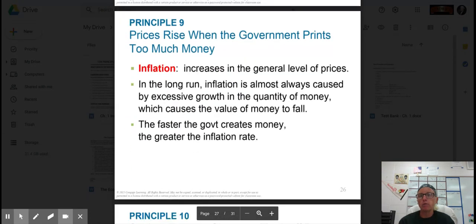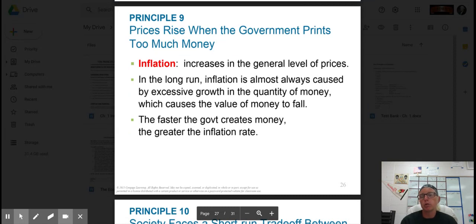This one's about inflation. Principle 9, prices rise when the government prints too much money. A lot of people are like, oh, why don't we just print more money and get us out of debt? Because it goes along with the water versus diamonds theory. Why is water cheap? Because it's everywhere. It's easy to get. Why are diamonds expensive? Because they're rare. The less of something there is, the more valuable it is. The more of something there is, the less valuable it is.